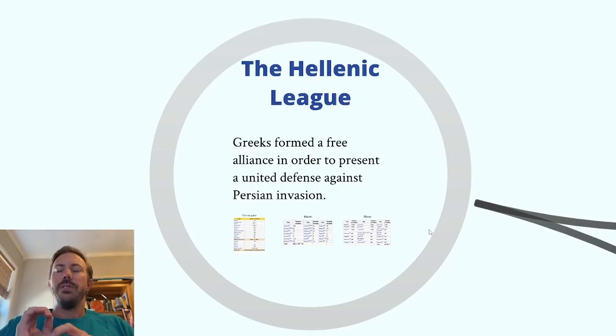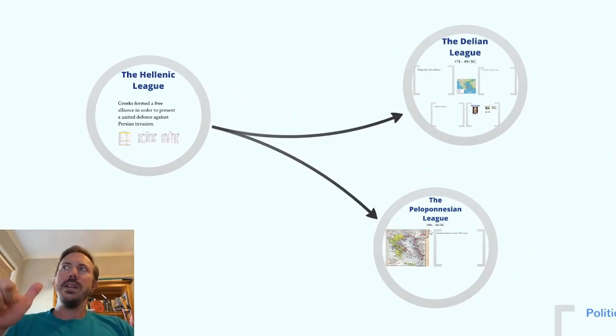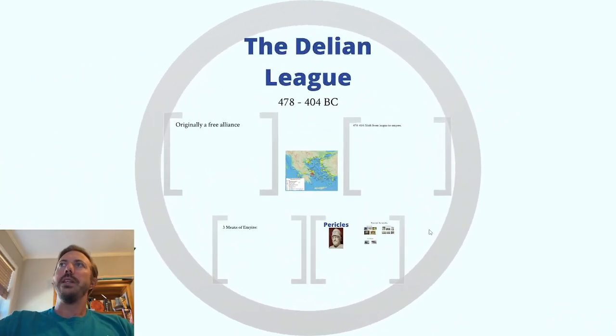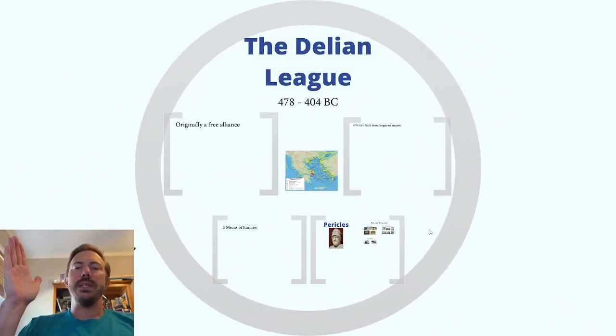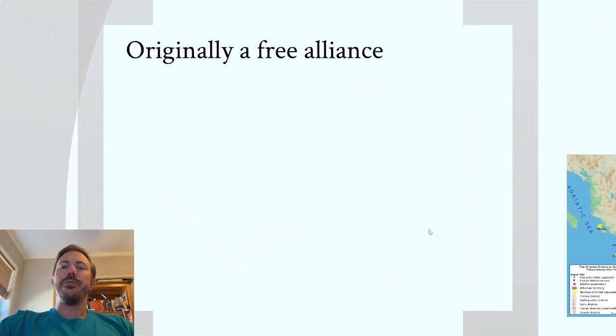After the Greek success against Persia, this Hellenic League splits into two, and that is the Delian League and the Peloponnesian League. So we'll first take a look at the Delian League. The Delian League lasts from 478 BC to 404 BC. Okay, and it originally was a free alliance, free to join, free to leave, etc.